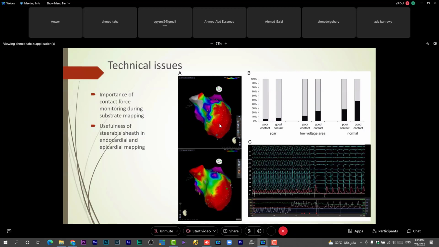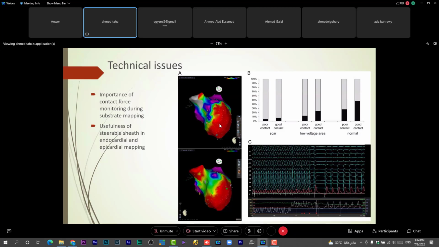There is a technical issue you must be very careful about: contact with the tissue. Sometimes you are trying to map, and after mapping you find, oh, these are good potentials, they are fractionated and so on. And actually it is poor contact.